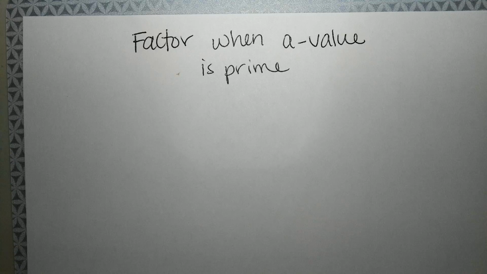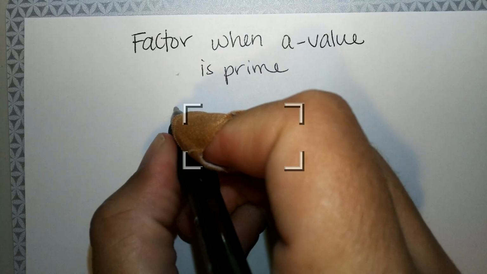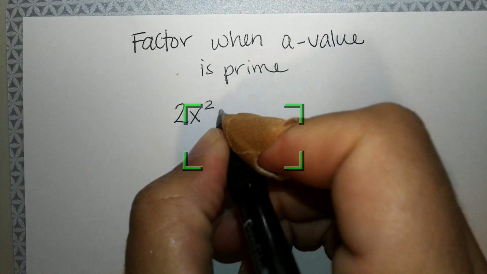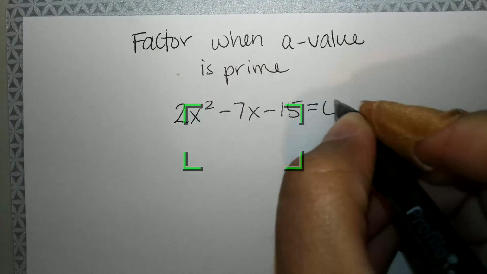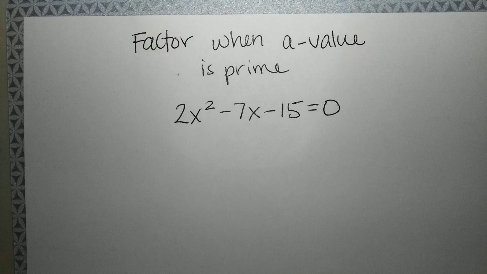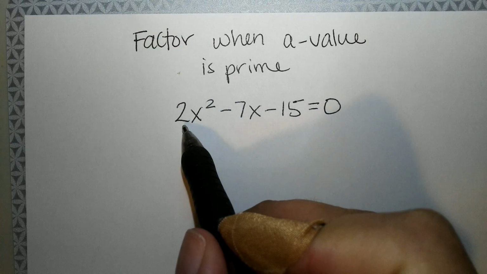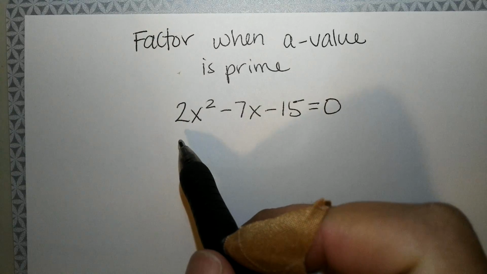Right, good morning. We're going to be back to factoring today, and we're going to do it when the a value is prime. Prime, remember, means that only one and itself go into that number. So for example, if I have 2x squared minus 7x minus 15 equals 0, and I want to solve that equation, my a value here is prime.